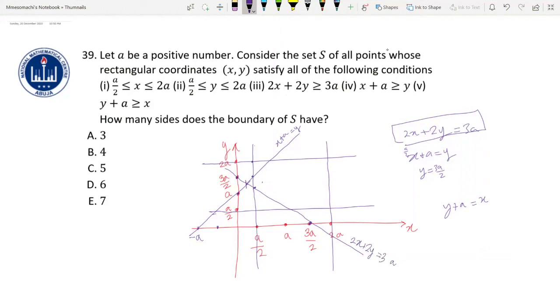And so let's plot y plus a equals x. You see that when y is 0, x is a. And when x is 0, y is minus a. So let's just mark that, and sketch that.